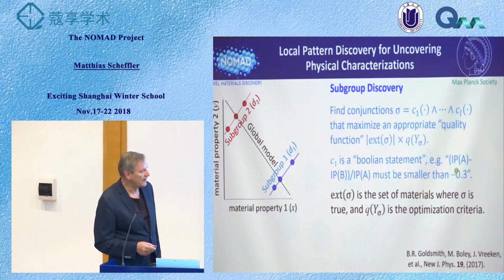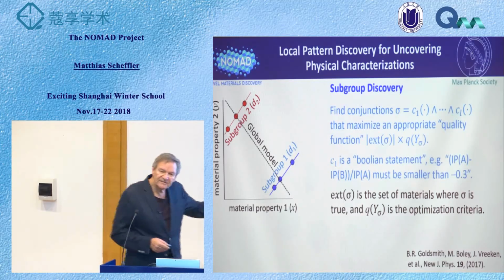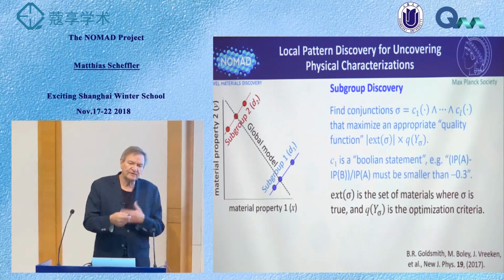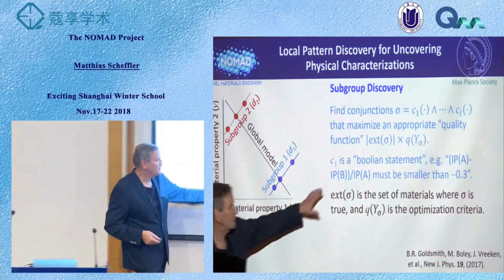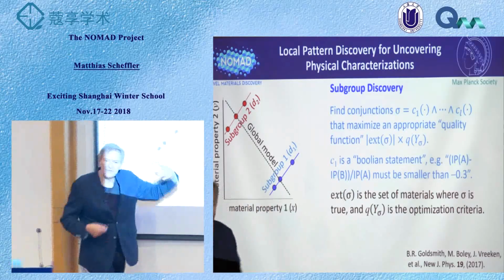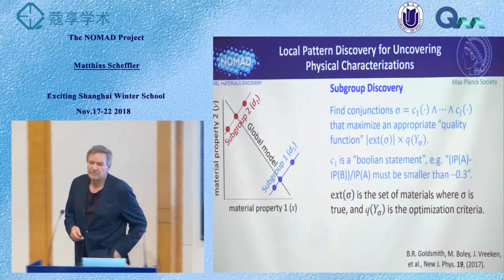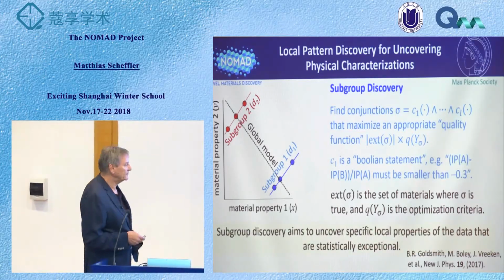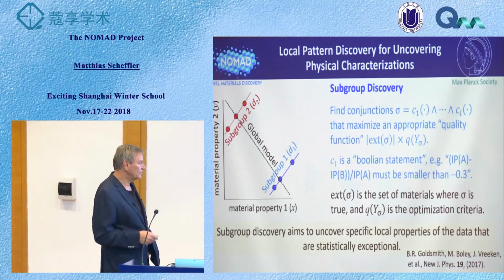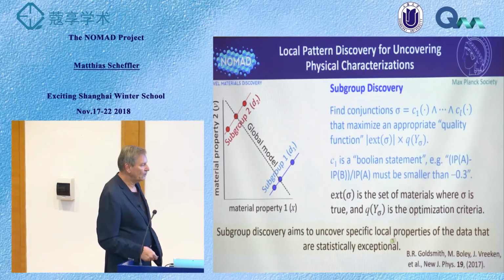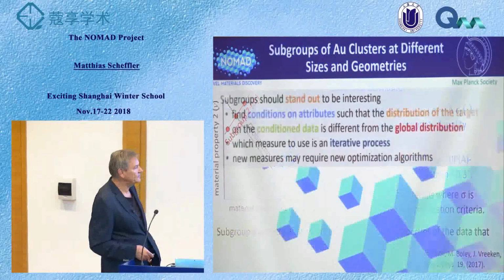Maybe it's smaller than minus 0.03. These numbers are found in an iterative way. You don't give this. You give the conditions. You say, is this special in these conditions? The numbers are then coming out in the subgroup discovery to identify a certain subgroup. So subgroup discovery aims to look at all the data to find those which are statistically exceptional.